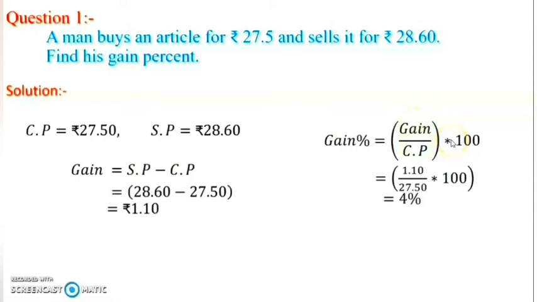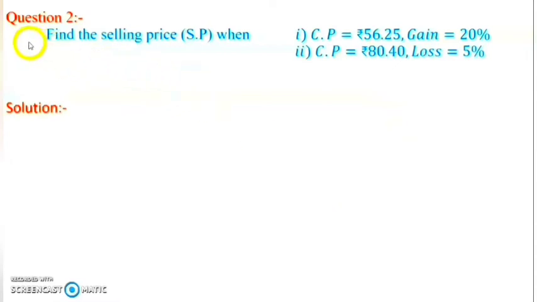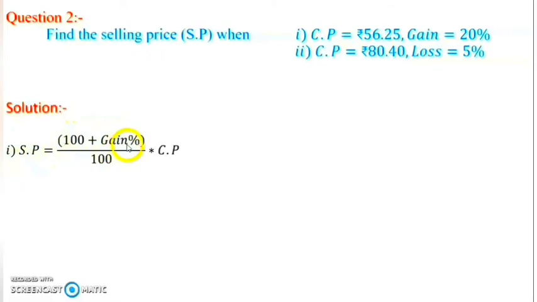Now let us look at a different problem. So the problem is to find the selling price when you are given the cost price and you are given the gain percentage or the loss percentage. So you must have guessed which formula is to be used. From that list of formulas which I have already given, you will have to use the third formula. So the formula is SP equal to 100 plus gain percentage upon 100 into CP.